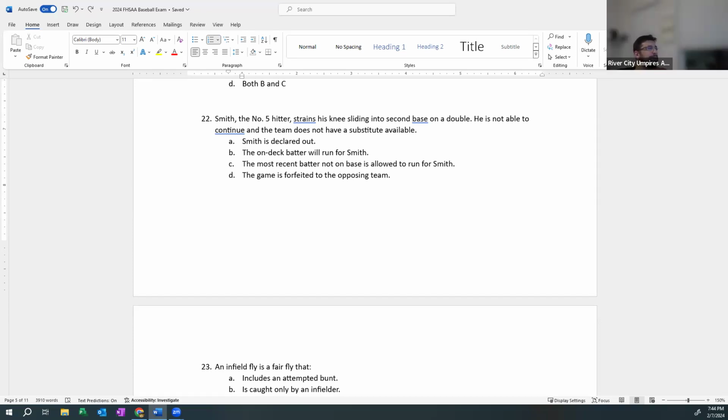All right. Smith, the number 5 hitter, strains his knee sliding into second base on a double. He is not able to continue, and the team does not have a substitute available. Who's going to take a shot at this? Is Smith safe? Who wants to take a shot? Mark. What do you got? Hold on. Can you hear me? Yes.